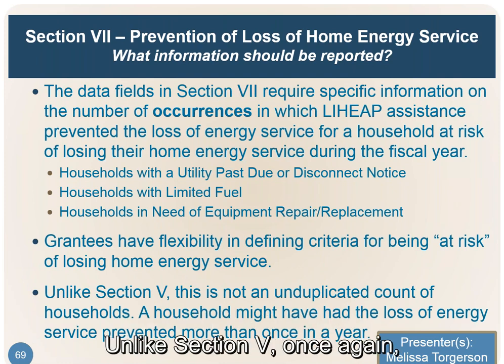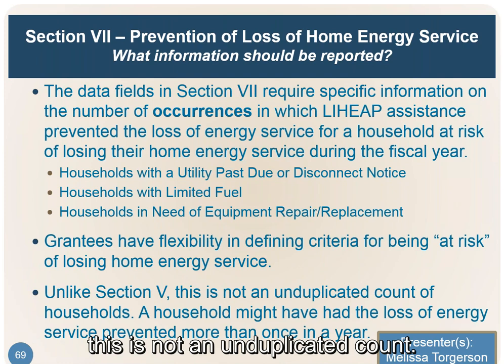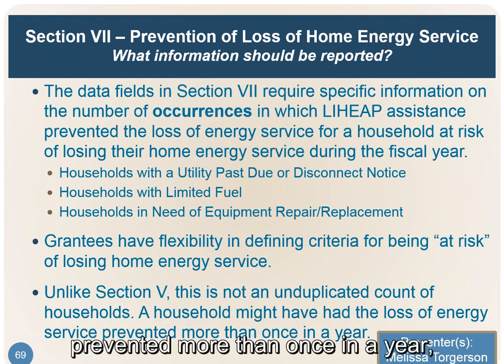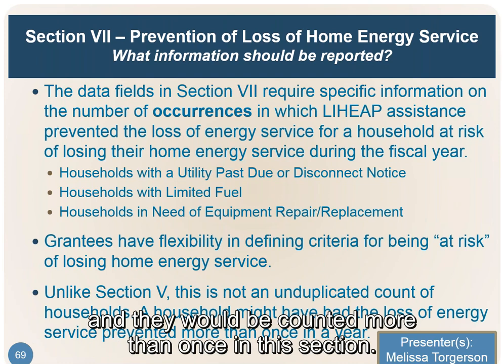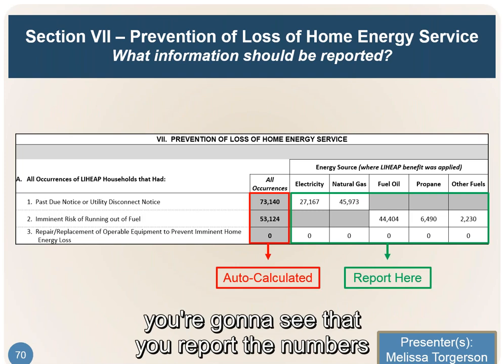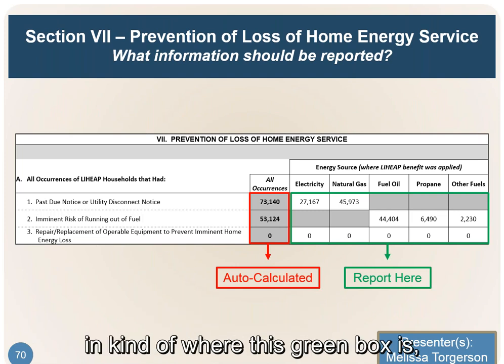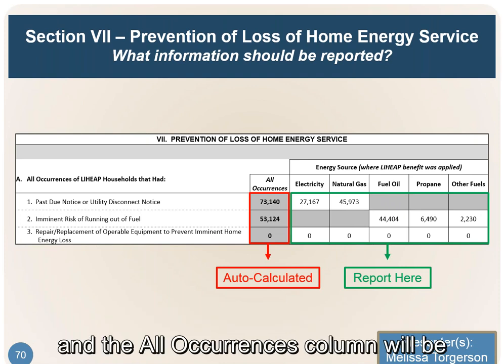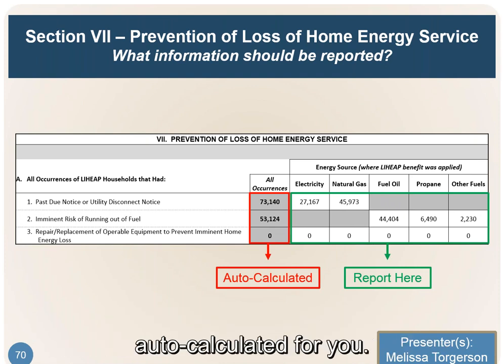Unlike Section 5, once again, this is not an unduplicated count. You may have had the loss of energy service prevented more than once in a year, and they would be counted more than once in this section. Just like above, you report the numbers where this green box is, in the energy source where the LIHEAP benefit was applied, and the all occurrences column will be auto-calculated for you.